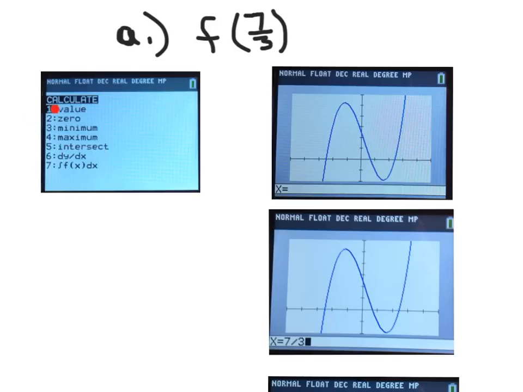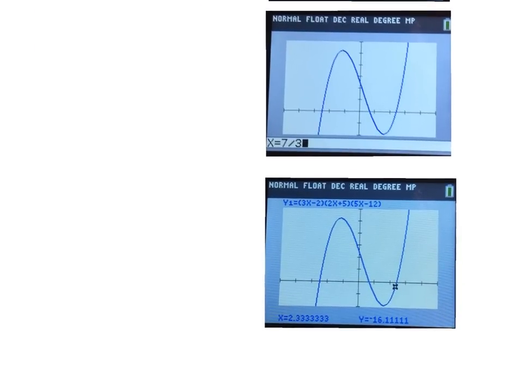I'm interested in choice number 1 because I want to evaluate a particular value. In this case, it's called 7/3. So once you hit 1, your screen's going to start off like this in the lower left-hand corner, and it's anticipating that you're going to type a number into this spot right here. And so all I did is I typed in 7 divided by 3, and once I did that, I hit enter, and a couple of interesting things happened.